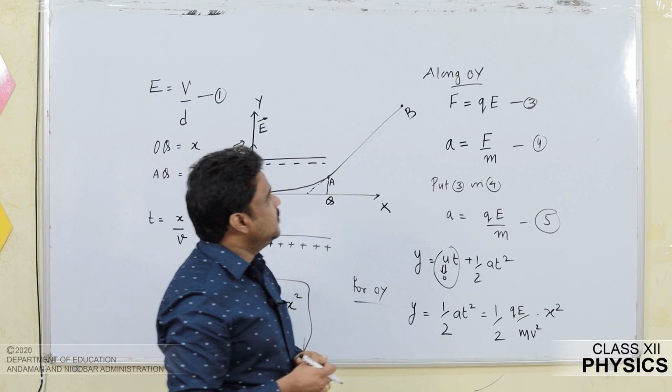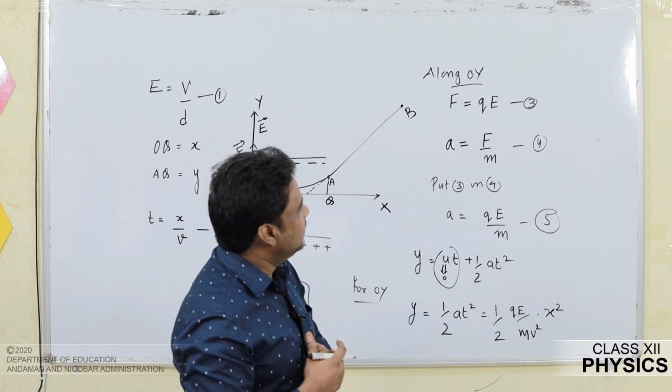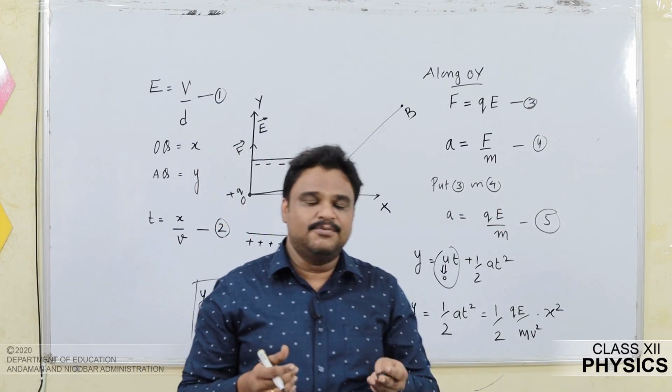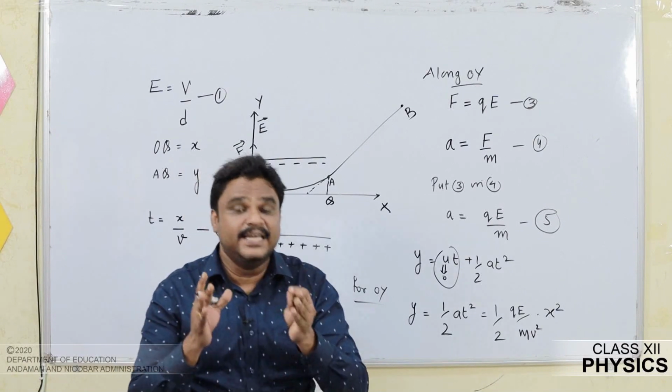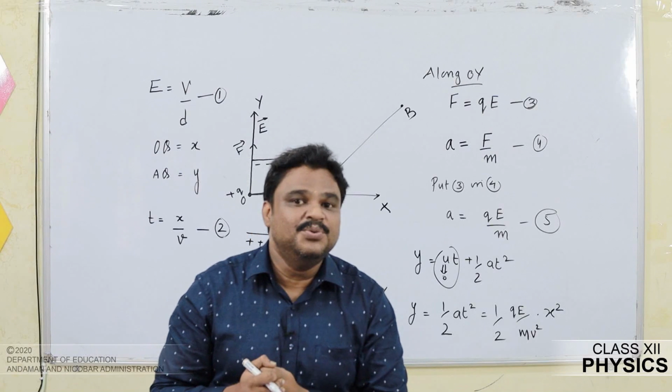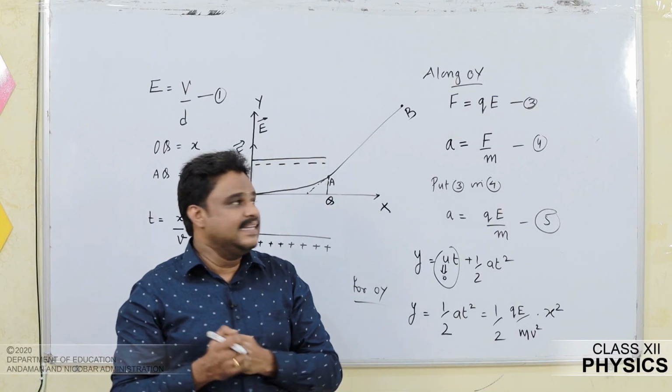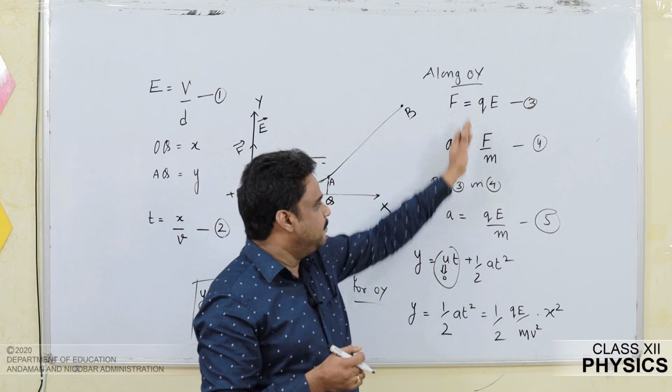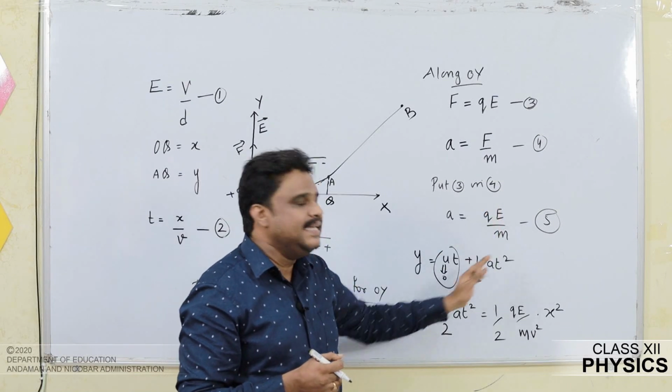Next, we get into the concept along OY. Along OY, the force acts on the charged particle only along OY. So what is the force on the charge? Already we studied F is equal to qE. This force causes an acceleration, that is a is equal to F by m. By putting, I am going to get a is equal to qE by m.